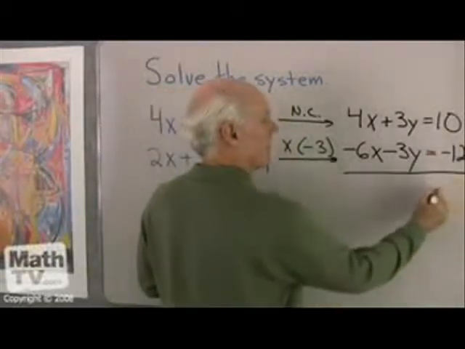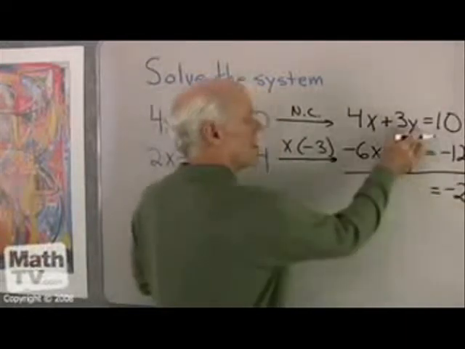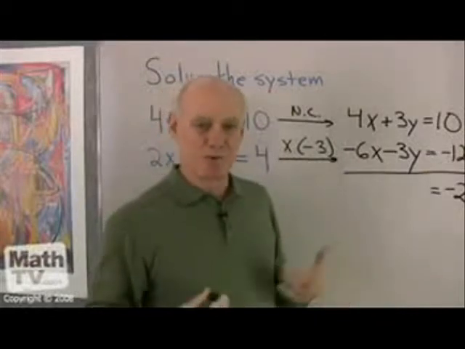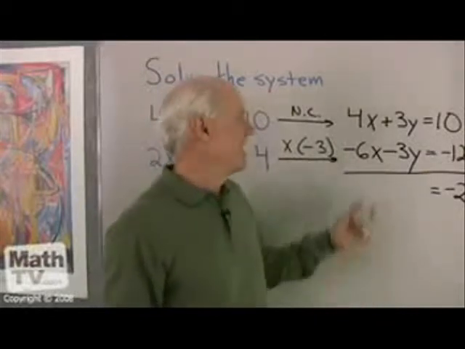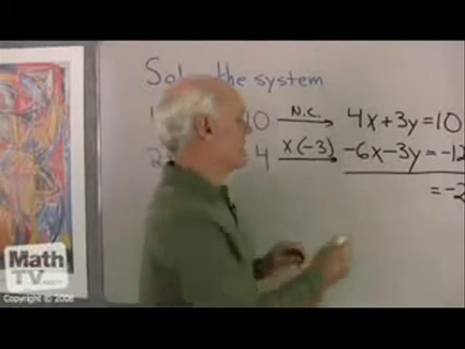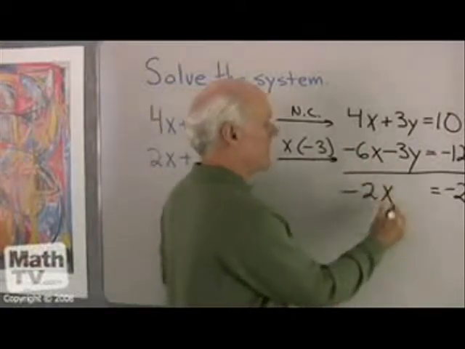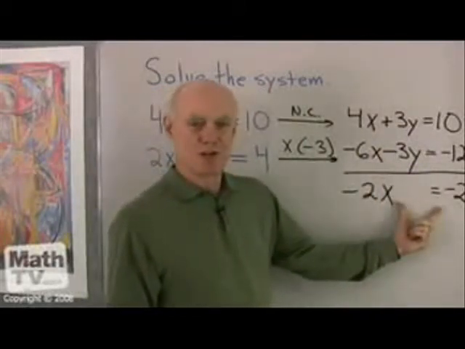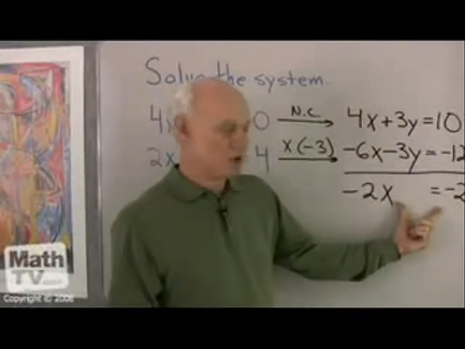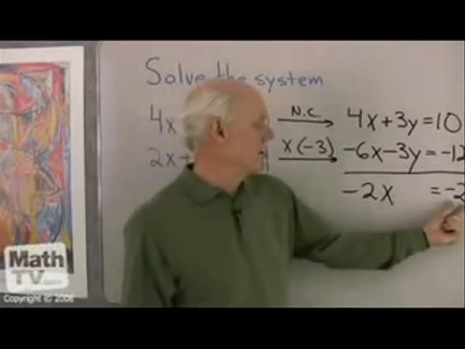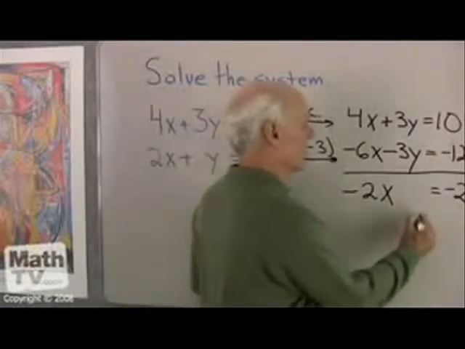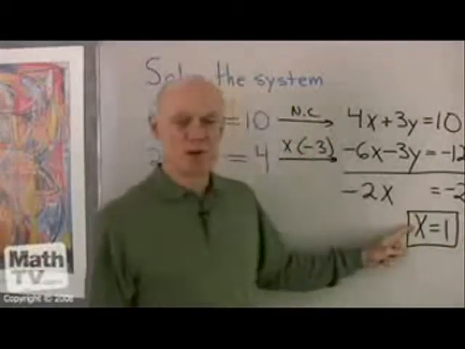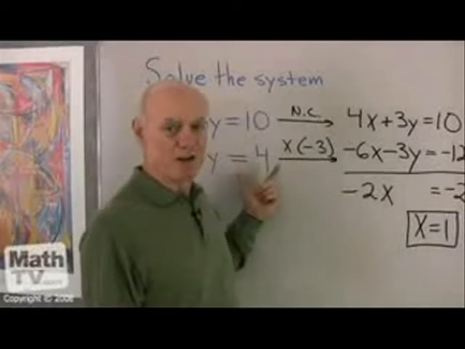10 plus -12 is going to be -2. 3y plus -3y is 0. Of course, it comes out that way because we set it up so it would come out that way. And then 4x plus -6x will be -2x. So now I've taken this system of equations and reduced it down to just a single equation in one variable, which is easy to solve. -2x equals -2 means that x is equal to 1. So that turns out to be the x-coordinate of the point where these two lines intersect.